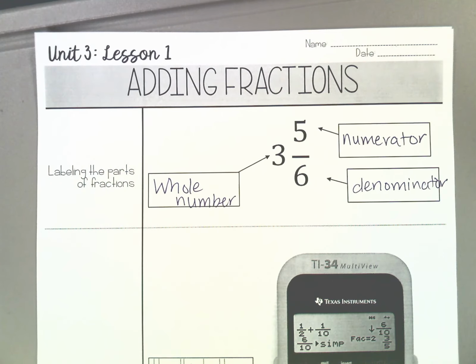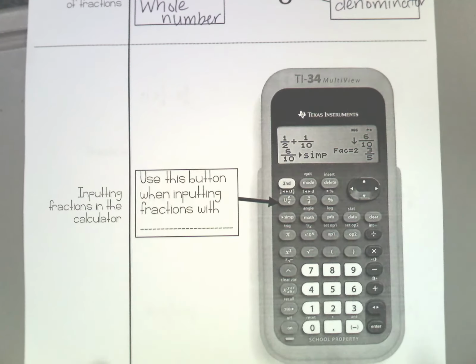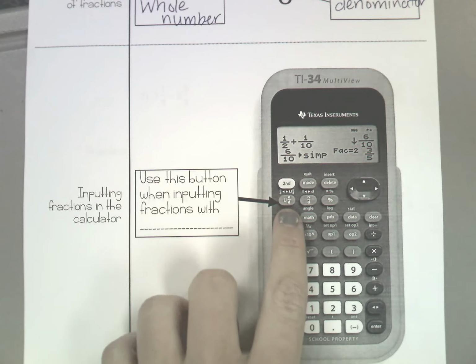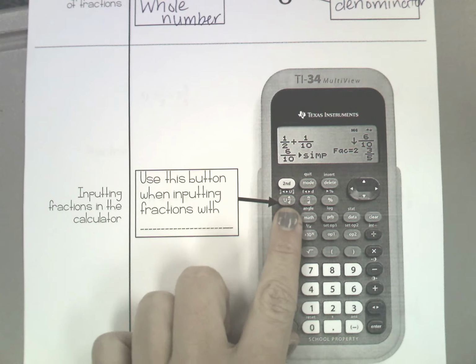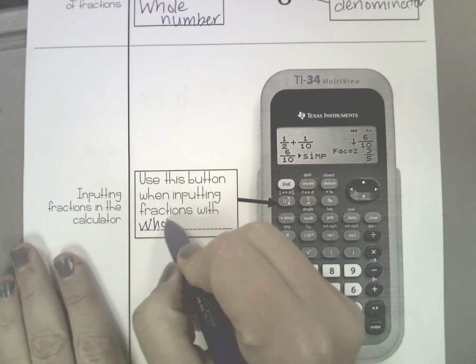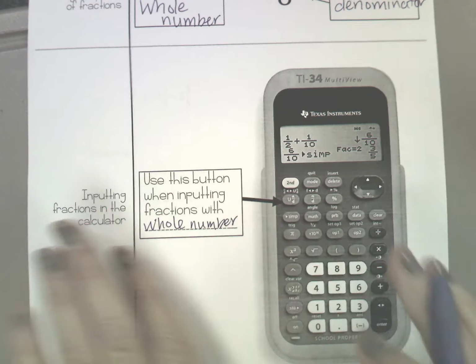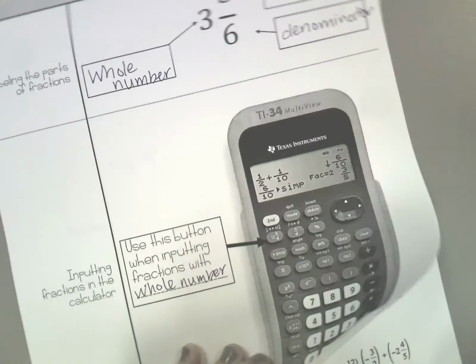Okay, when you're adding fractions using your calculator it looks like this. This button right here is the button you're going to use when you have fractions with a whole number. Okay? So we're going to do the first one together.